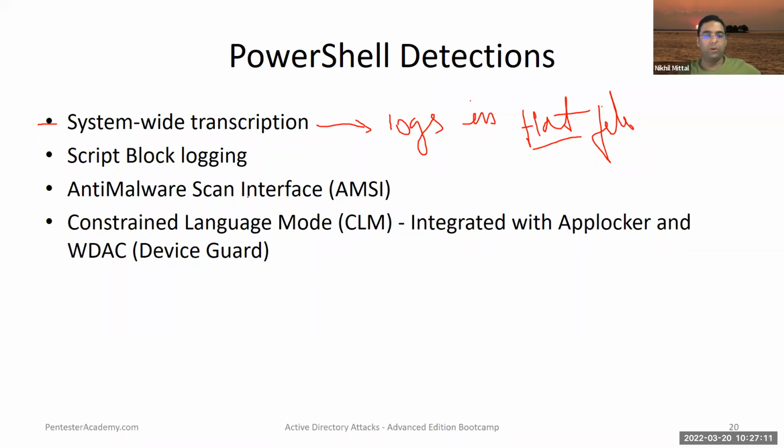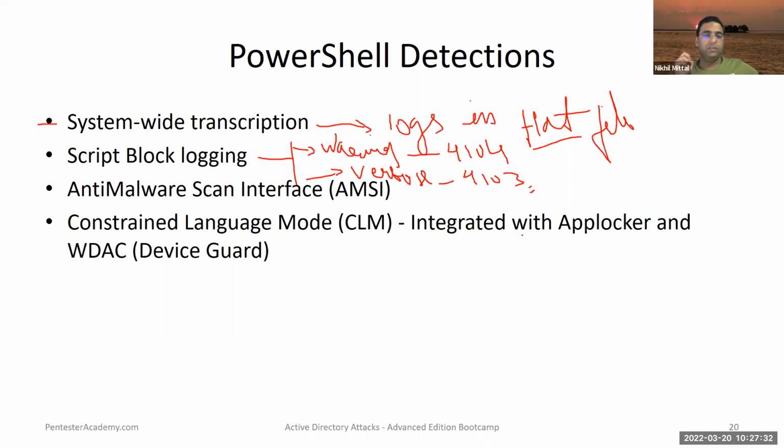Then we have script block logging. That is of two types: warning, that is event 4104 in the PowerShell operational logs, and verbose, that is, I believe, 4103, probably.